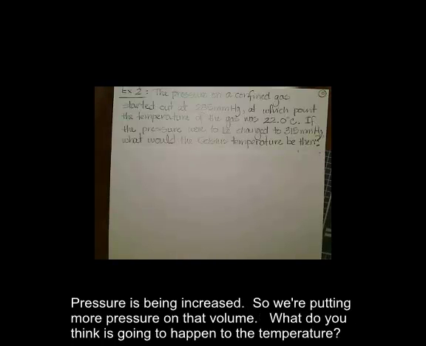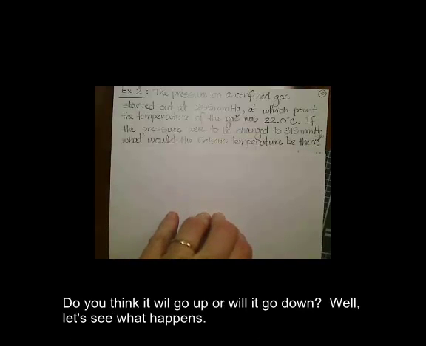The pressure is being increased, so we're putting more pressure on that volume. What do you think is going to happen to the temperature? Do you think it'll go up or go down? Well, let's see what happens.